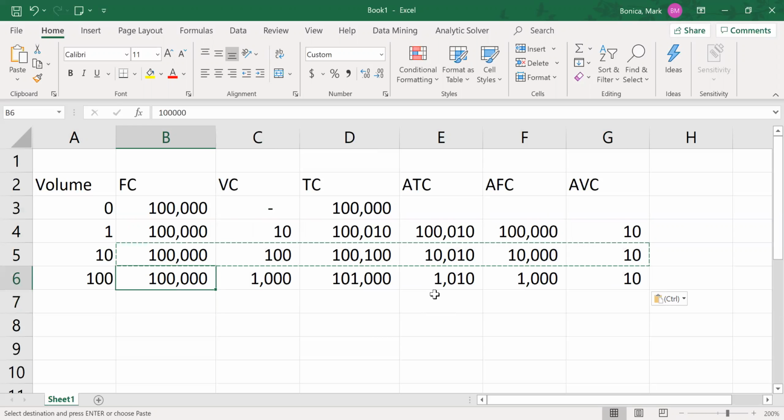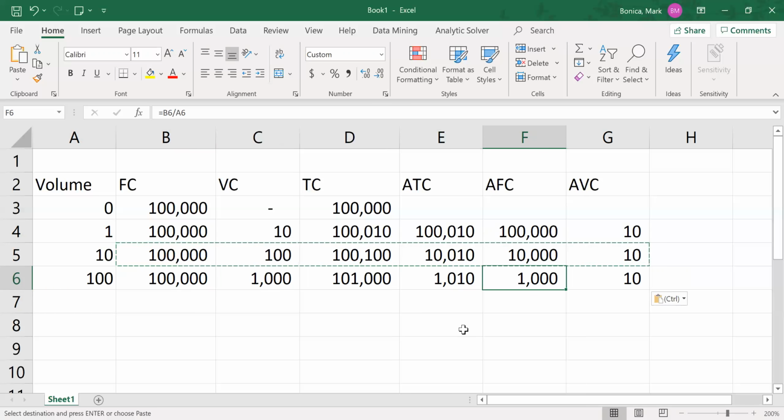So now we see fixed cost, still 100,000. Variable cost, now 1,000, right? 100 times 10, 1,000. Our total costs, 101,000. Look what's happening over here to average total cost, though. We went from average total cost of 100,010 to 10,010 to 1,010. Now we're starting to get a little more reasonable.